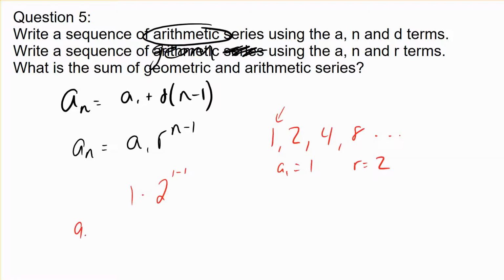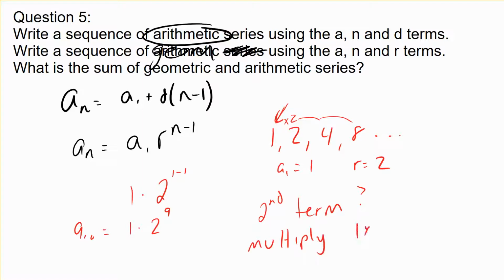So then I can find my 10th term there if I want. 1 times 2 to the 9th power. And I hope that makes sense. The 10th term is the 9th power because for the first term we don't multiply by 2. But then we do multiply by 2 to get each term after it. So to get the second term, I only multiply 1 time. So to get the 10th term, I only multiply 9 times.